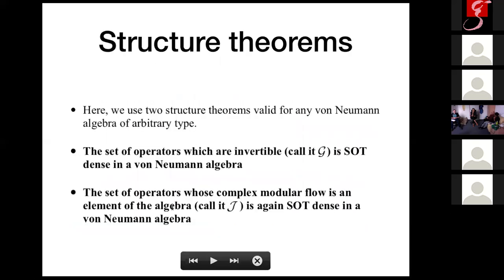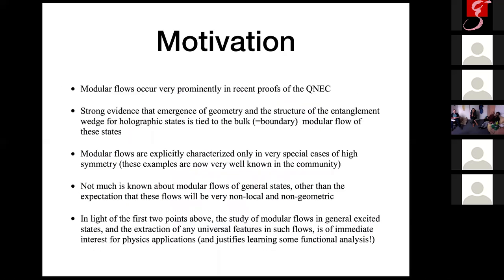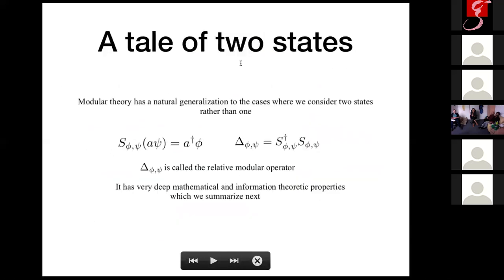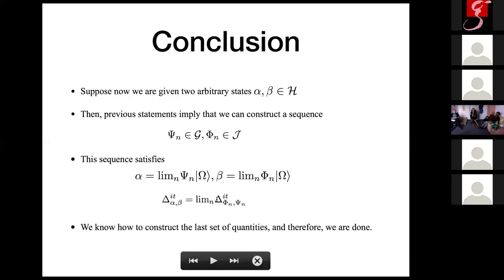That's why the title of this talk is modular flow of excited states and not the modular operator of excited states. It's very subtle. One other thing you can ask is, since you know delta phi n, psi n, you can construct the relative entropy between phi n and psi n. Does the relative entropy converge to the relative entropy between alpha and beta? And the answer is no.